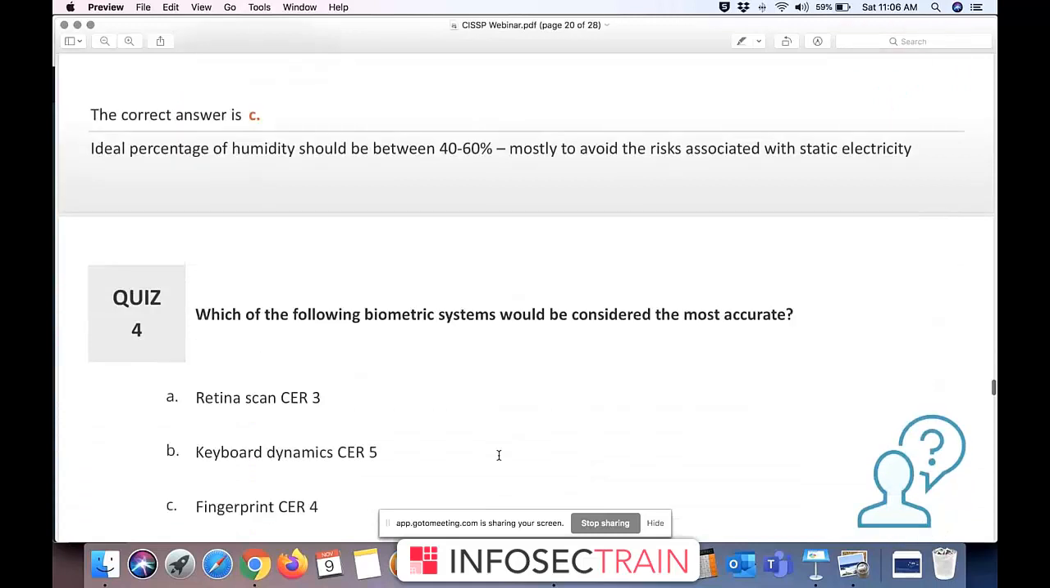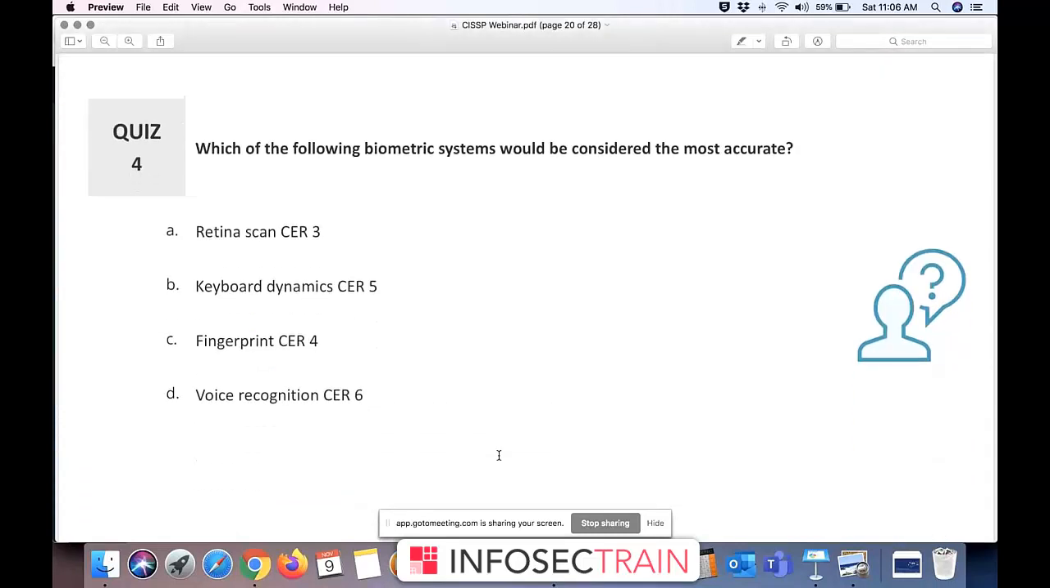Okay, this is another interesting one. If you know it, excellent; if you don't know it, that's fine. Which of the following biometric systems would be considered the most accurate? I want you to write down the reason why. So for question number 4, you can say A, B, C, D, whatever it is, and tell me this is the reason why this is the correct answer. So the why is important.